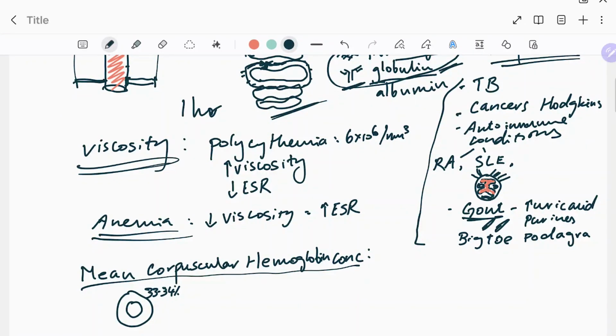So if you have a higher MCHC, your cells tend to settle down faster. They tend to fall faster, and this is going to increase your ESR. So this again influences your ESR. Red cells with higher MCHC tend to fall faster than those with normal or low MCHC. Okay, so this kind of thing is very important to know.